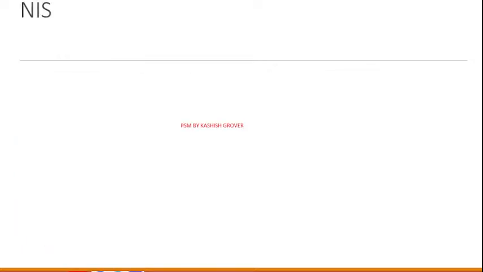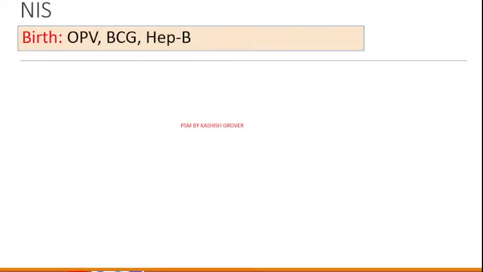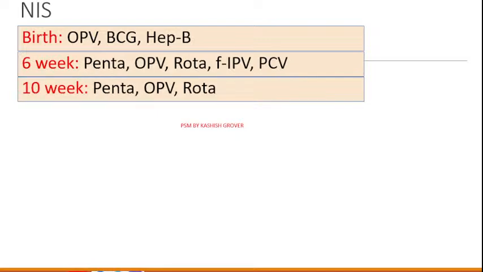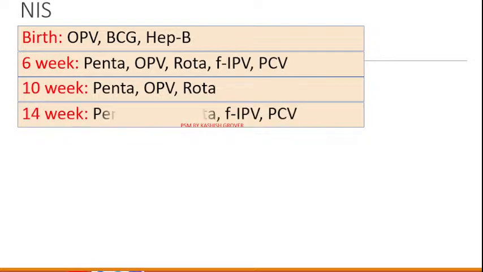Now let us quickly revise the national immunization schedule. You all must have read it, and this must be in your notes. At birth, OPV, BCG and hepatitis B. At 6 weeks, pentavalent, OPV, rotavirus, FIPV and PCV. At 10 weeks, we give pentavalent, OPV, rotavirus. At 14 weeks, we give pentavalent, OPV, rotavirus, FIPV second dose and PCV second dose, right?